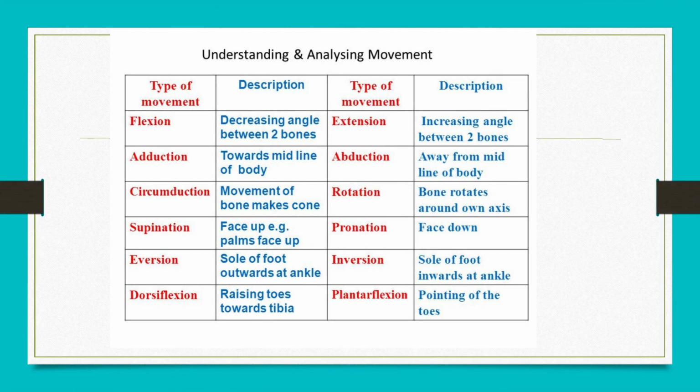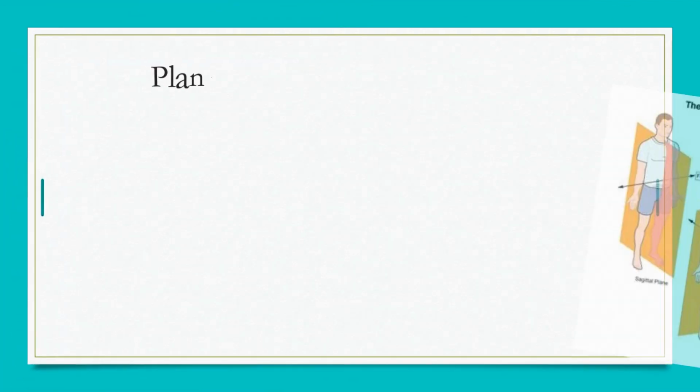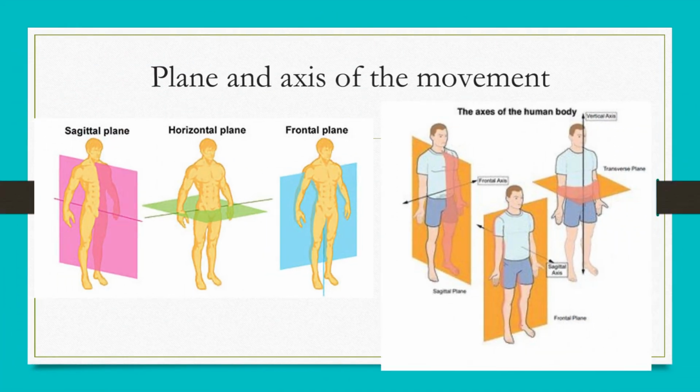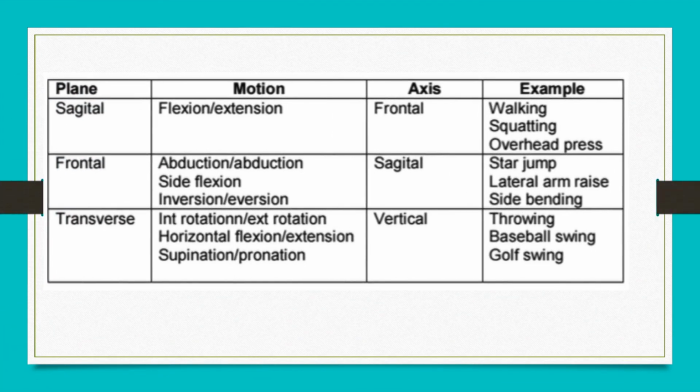Here you see the analyzing of the movement and plane. But take note, usually the movement plane and axis will be perpendicular. So next time, if during the applied anatomy MCQ question, don't make a mistake in the plane and axis of the movement, okay? It is very easy.